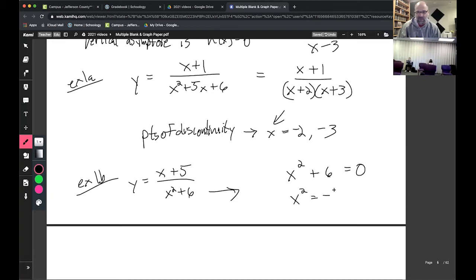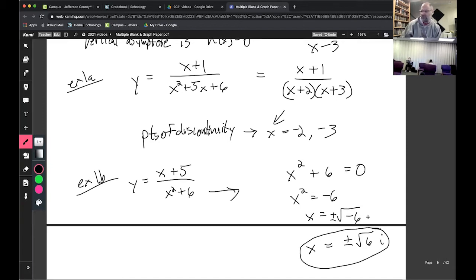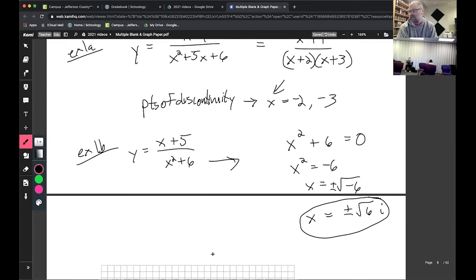x squared equals -6. x equals the square root of -6. All right, so that's x equals, and don't forget positive or negative, square root of 6 times i. Remember, you have to take that i out of there. So these are your points of discontinuity. Okay? Now, since it's not a real number, there is no point of discontinuity. So the answer to that is none.